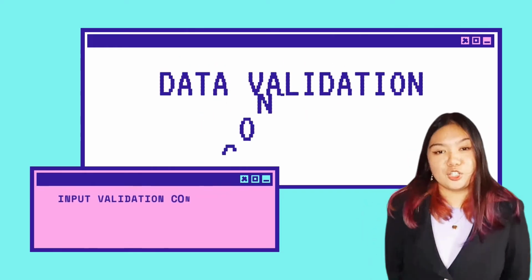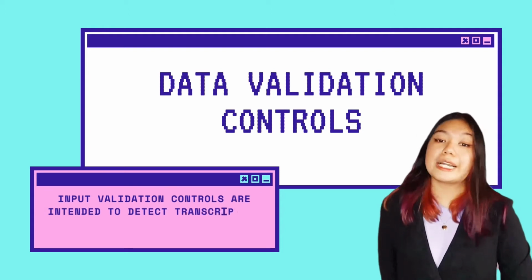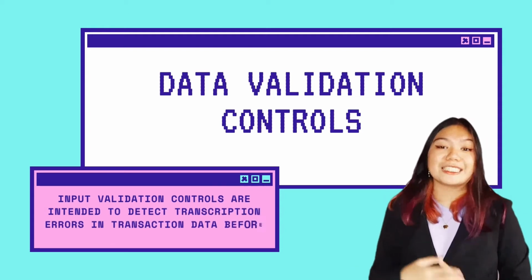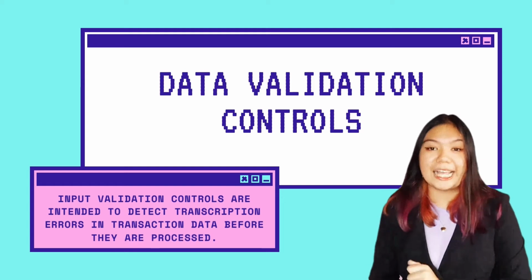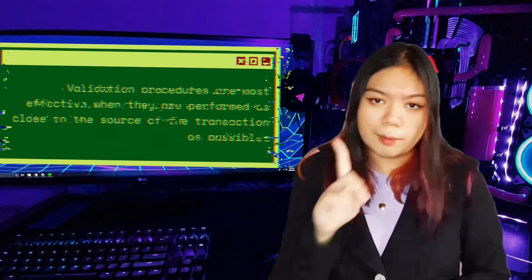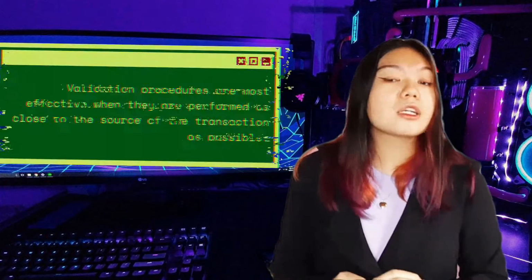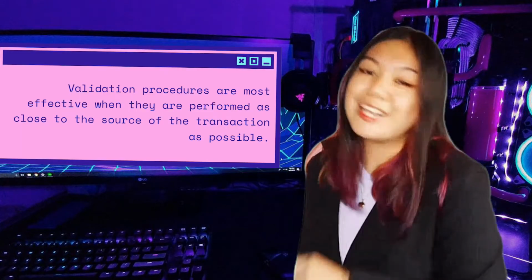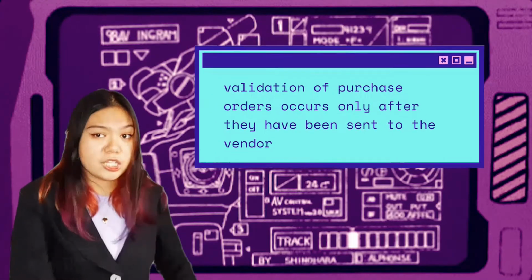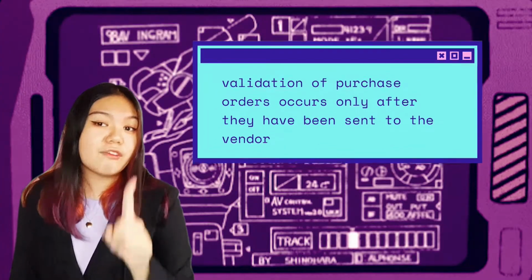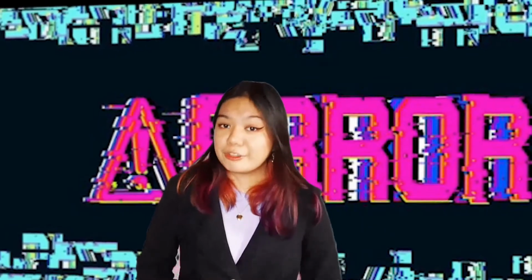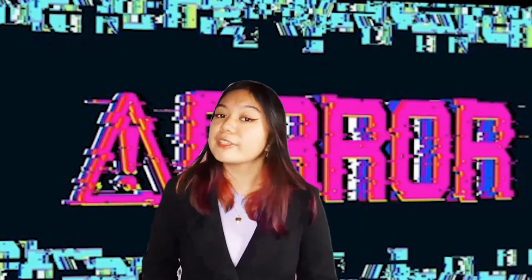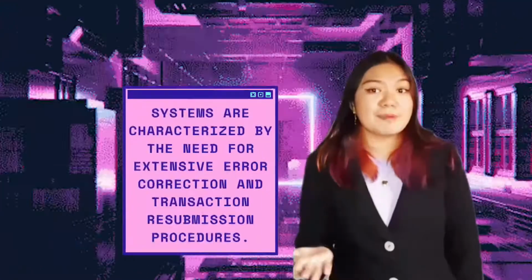Data validation controls. Input validation controls are intended to detect transcription errors in transaction data before they are processed. Since errors detected early are less likely to infiltrate the accounting records, validation procedures are most effective when they are performed as close to the source of the transaction as possible. In the batch purchase system, validation of purchase orders occurs only after they have been sent to the vendor.